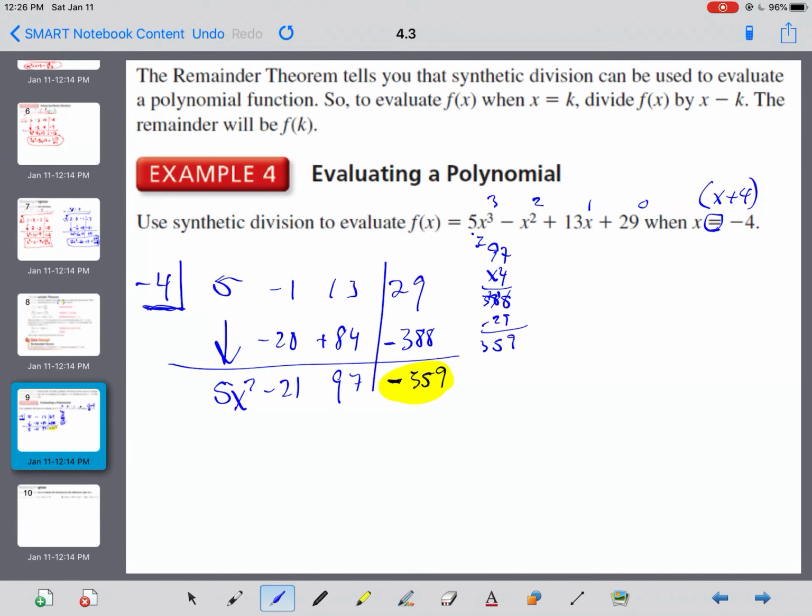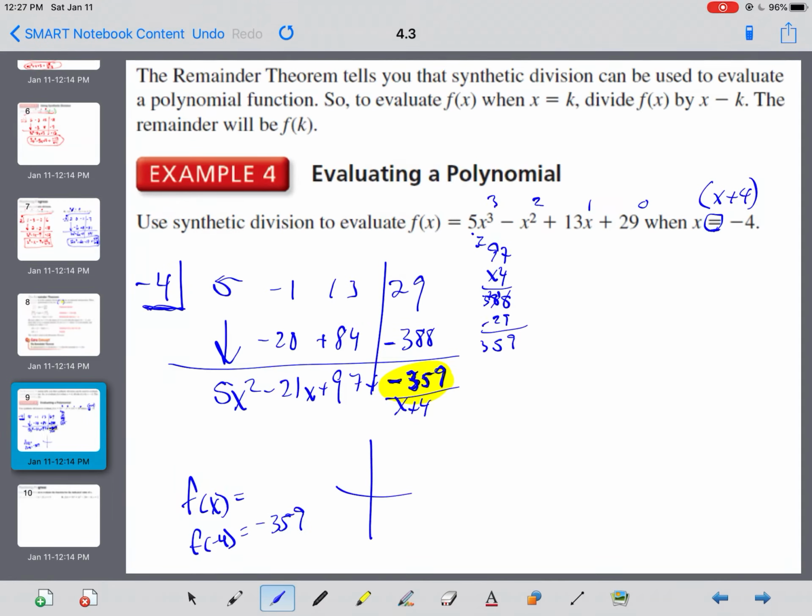We get, let's see, it was a third, so x squared, x, okay? We get this thing plus that divided by x plus 4, right? That's our thing. But this remainder of negative 359 is important because that's what the y is when you plug in the negative 4. F of x, technically f of negative 4, equals negative 359.